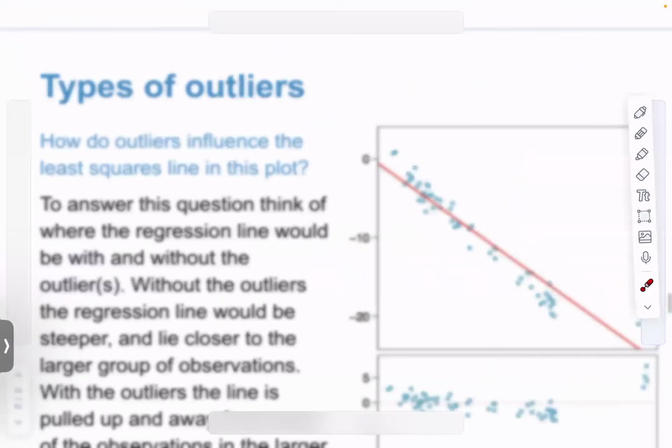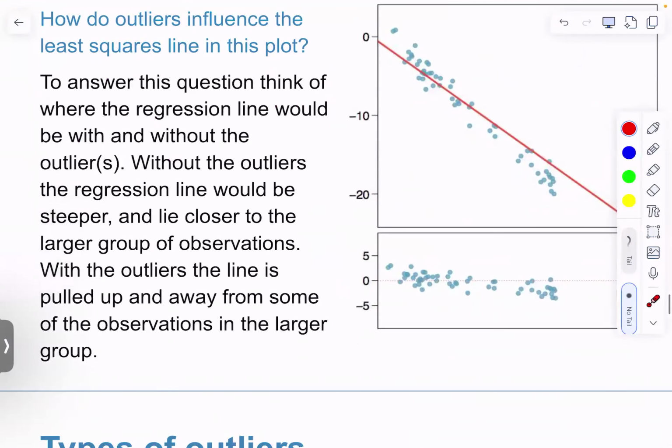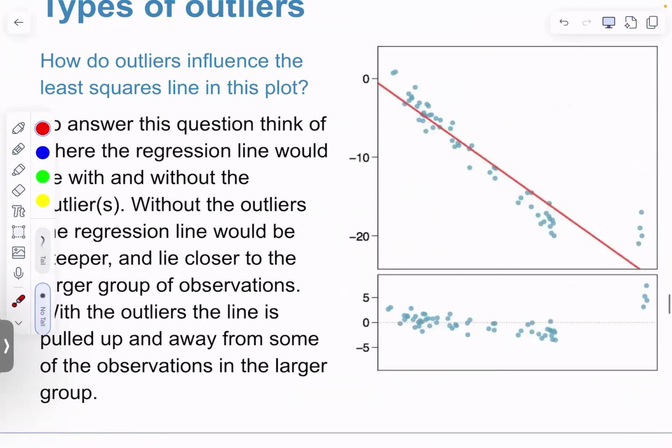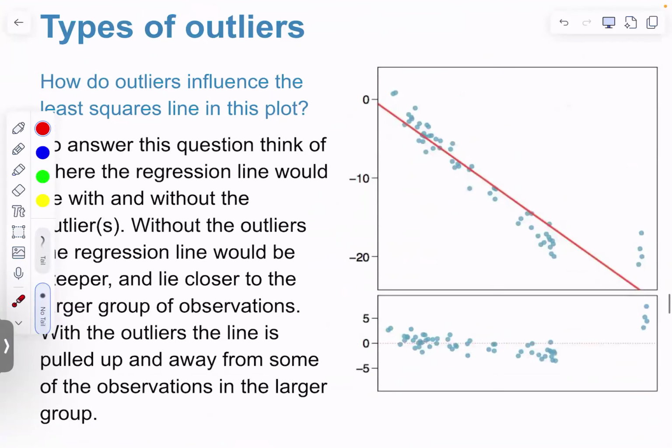So there's a couple of different types of outliers. I'm not going to test you on the different types of outliers, but it is on an assignment. And so it's worth kind of talking about.